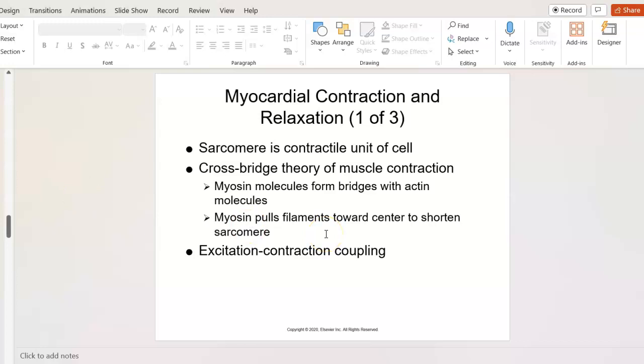Okay, so the sarcomere is that contractile unit of the cell. You have thick and thin fibers, actin and myosin. I'm going to show that to you in just a minute. Now, excitation contraction coupling simply means that a nerve sends a signal down to those muscle cells and fibers to contract, and they will couple together and shorten as a unit.